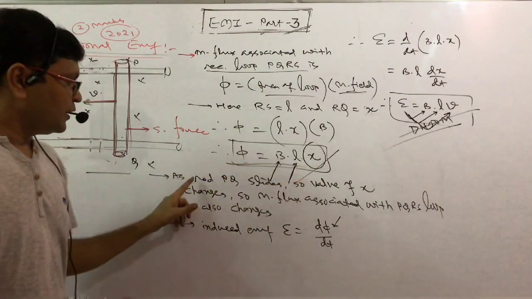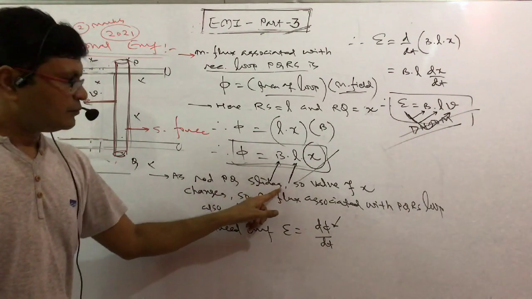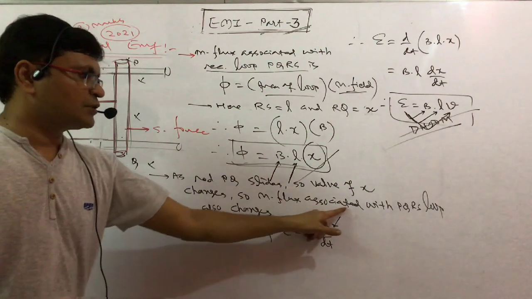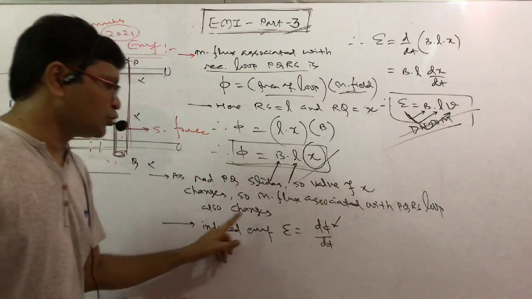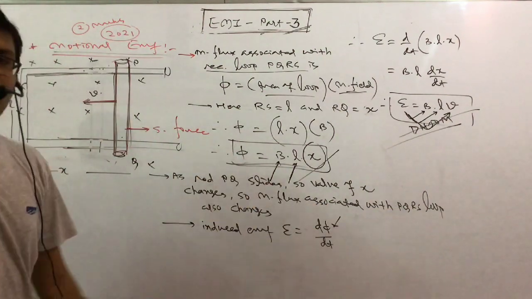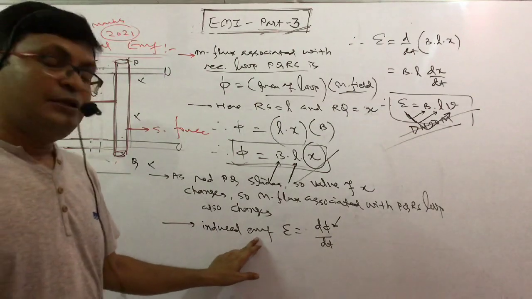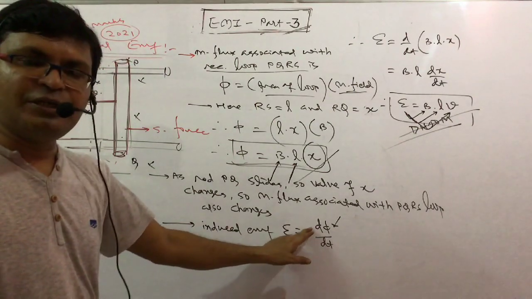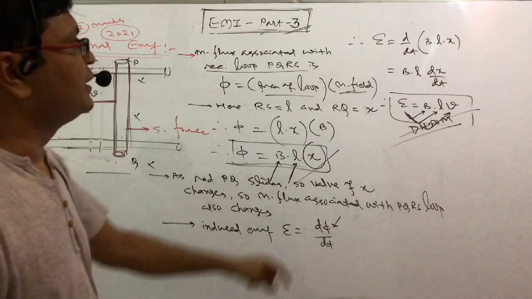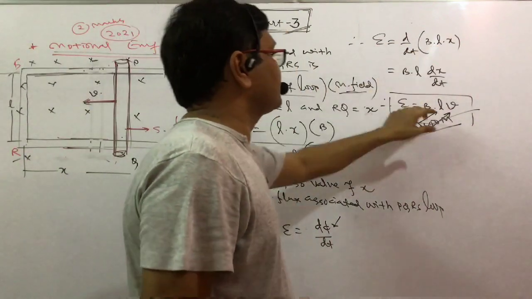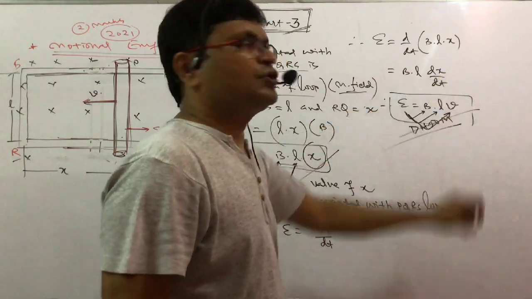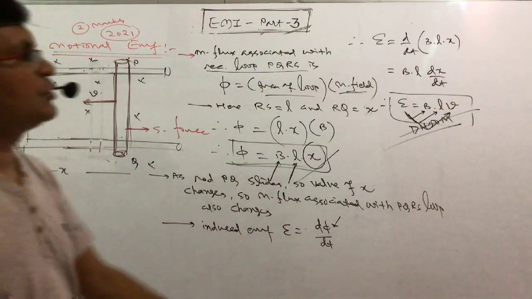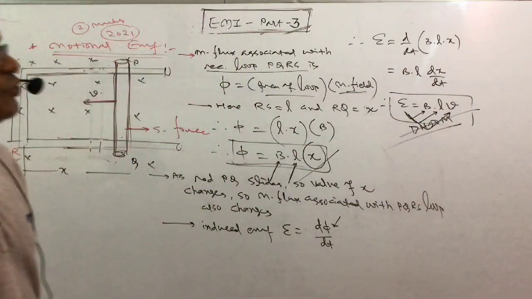But here, as rod PQ slides, the value of X changes. With the change in X, the magnetic flux associated with the PQRS loop also changes. As per Faraday's law, induced EMF epsilon is equal to d phi by dt. Here we have neglected the minus sign, don't worry. So epsilon is d by dt of BLX. BL is constant, so we differentiate distance with respect to time. What is the differentiation of distance with respect to time? Speed. So this is your answer.